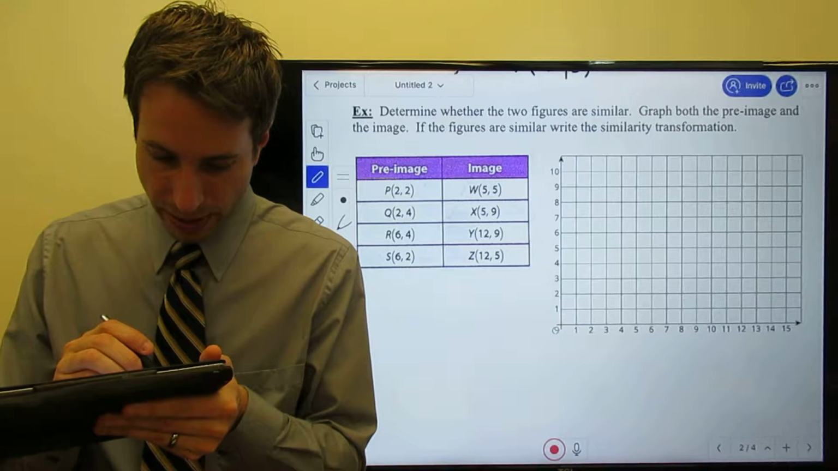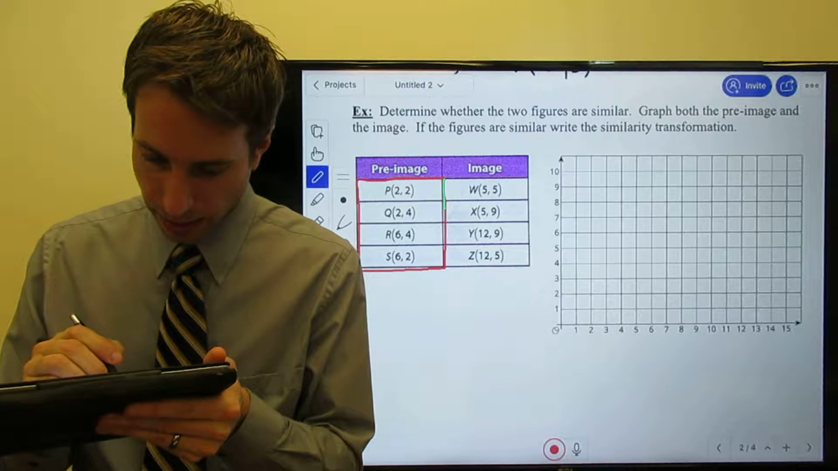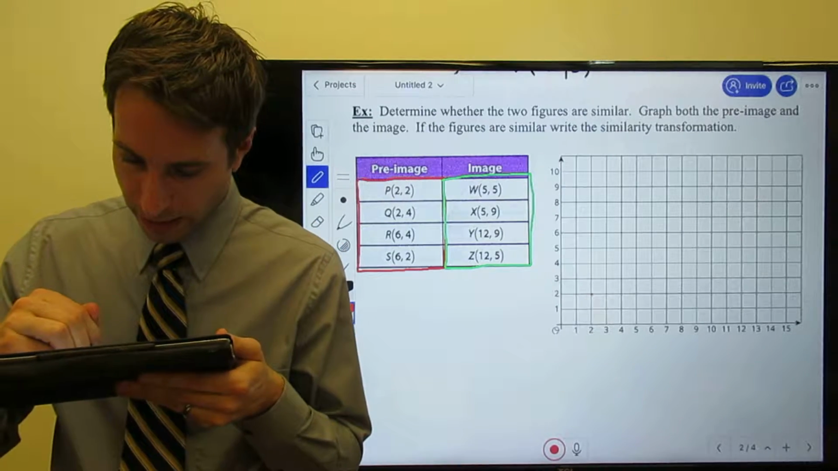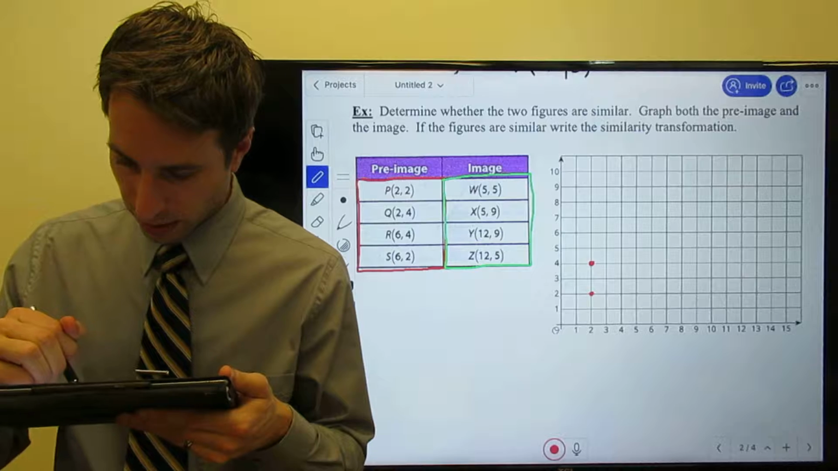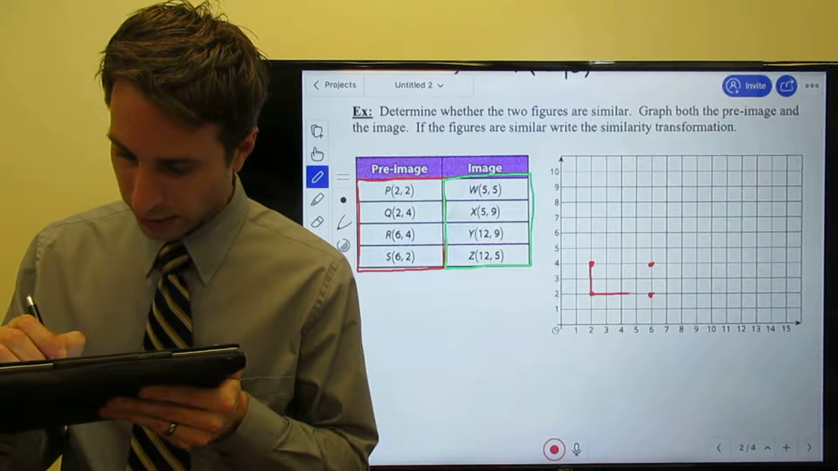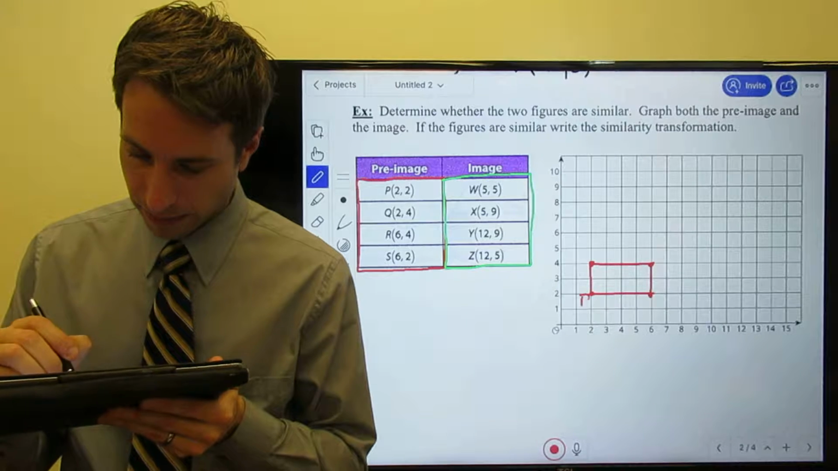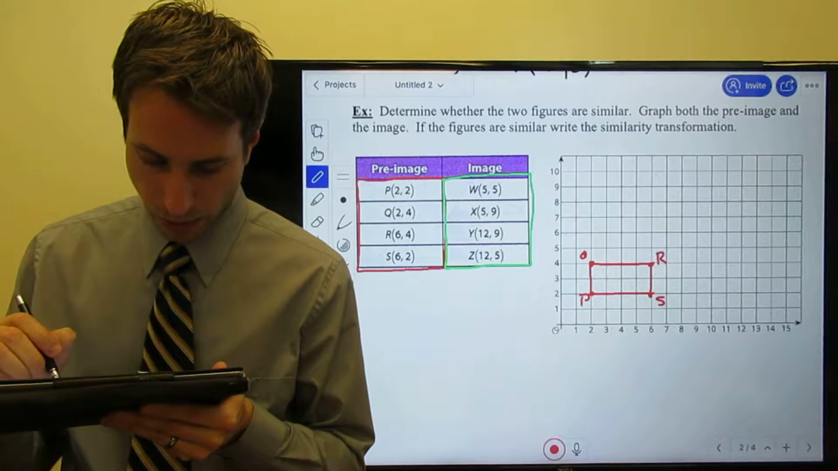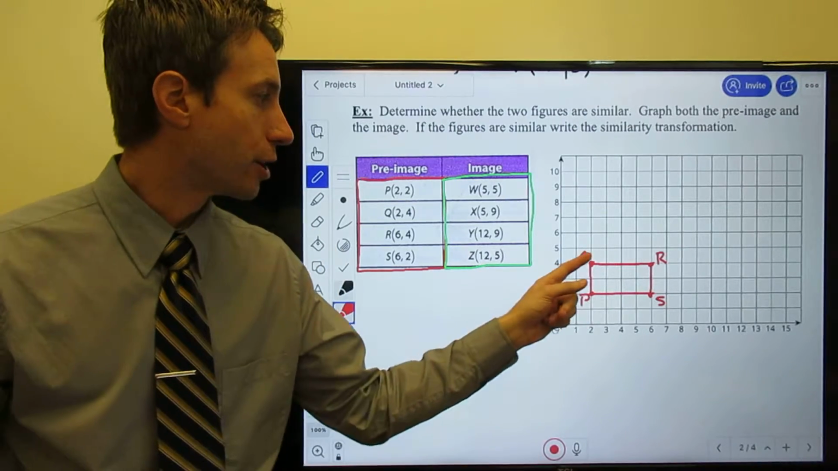Once again here, let me do my pre-image in red. I will do my image in green. And here we go. All right, 2, 2. That's easy right there. 2, 4. Again, pretty easy. 6, 4. And 6, 2. Okay, cool. So it looks like we got ourselves a rectangle, and there is my pre-image right there. In fact, it is P, Q, R, and S.